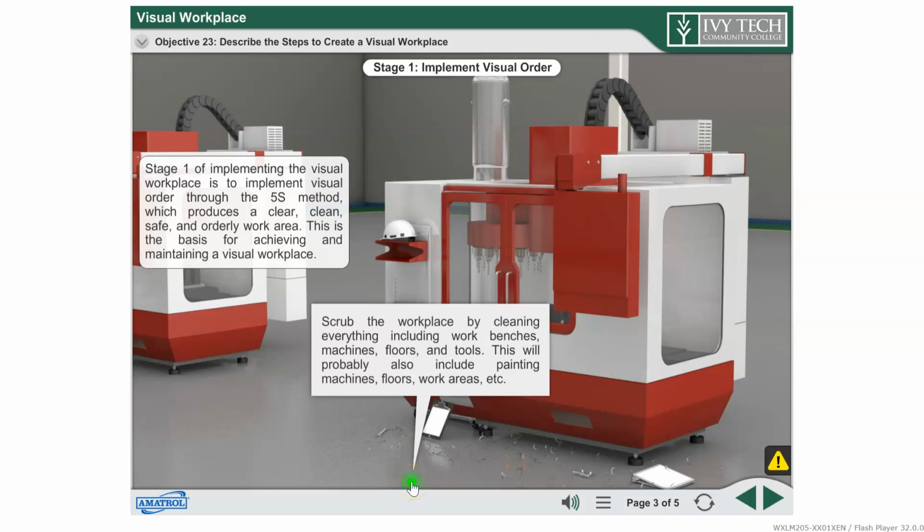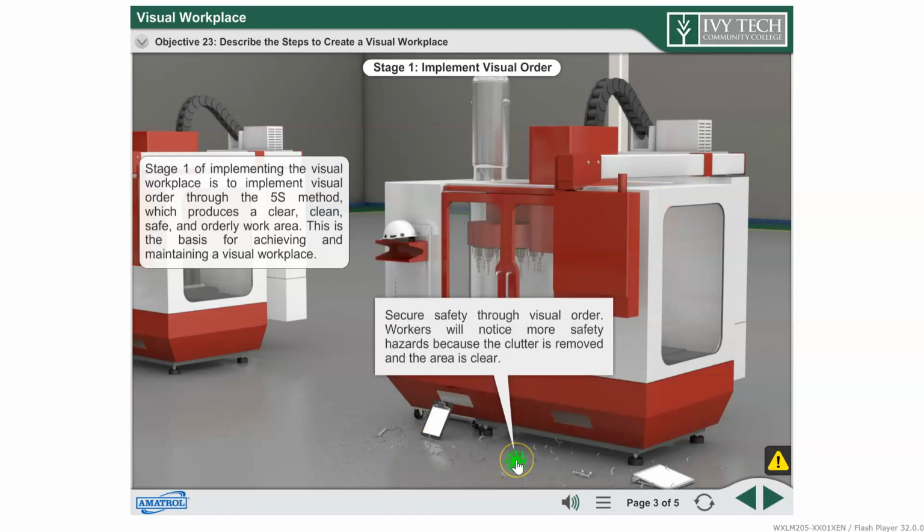Scrub the workplace by cleaning everything including workbenches, machines, floors, and tools. This will probably also include painting machines, floors, work areas, etc. Secure safety through visual order. Workers will notice more safety hazards because the clutter is removed and the area is clear.